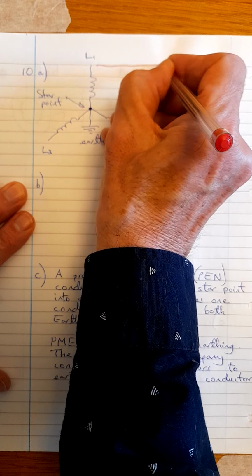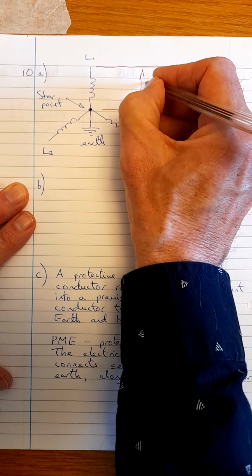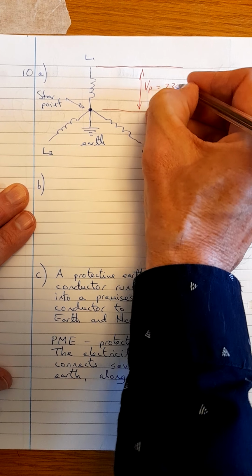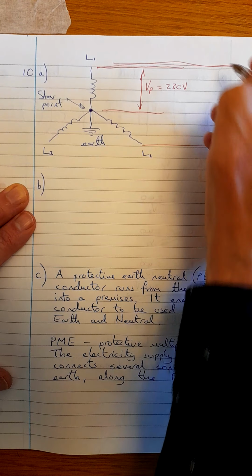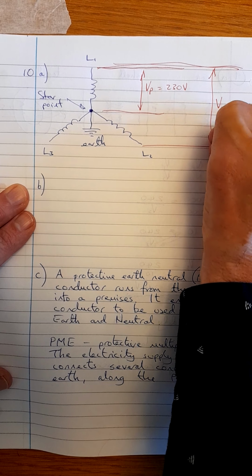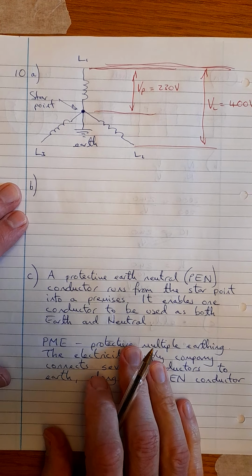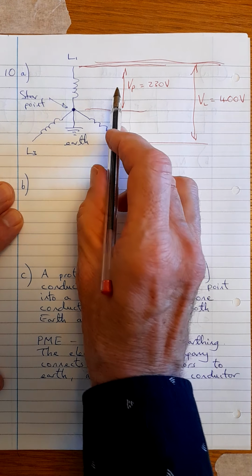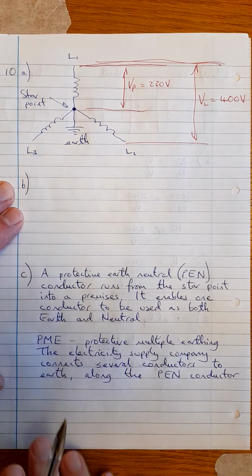So from the end of any line to the star, that is the phase voltage, VP, and that equals 230 volts. From the end of any 2 lines, that is the line voltage, VL, and we expect 400 volts. So these are the nominal values, the values that we use in general calculations, and we know they can vary a little bit.